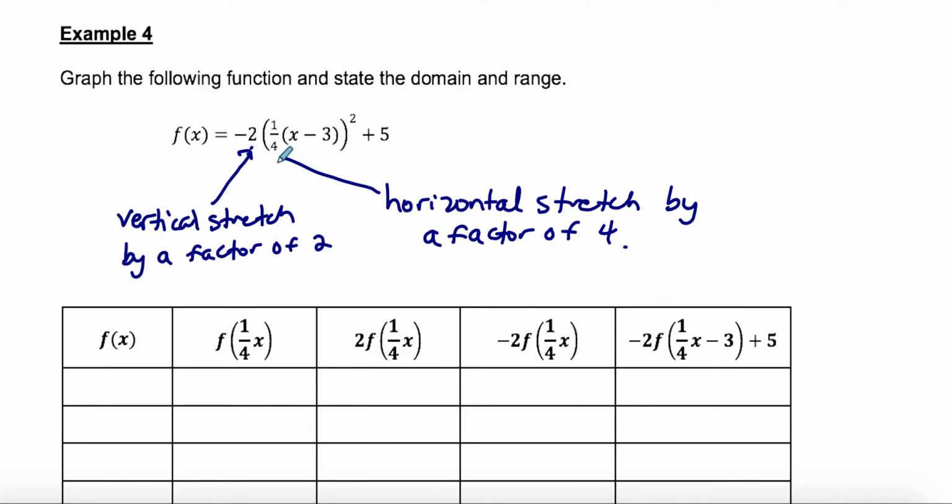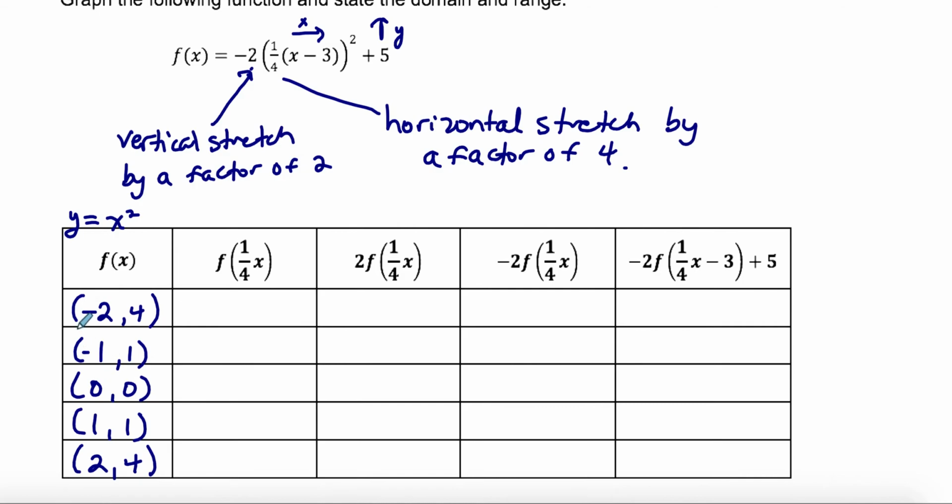The horizontal stretch is always the opposite of what you see. So if I see a quarter, it's actually a stretch. If I see a number in there like 4, it's going to be a compression. I also know that I'm going to go right 3 and up 5. So the y is going to go up 5. The x is going to go right 3. So we just need a few points.